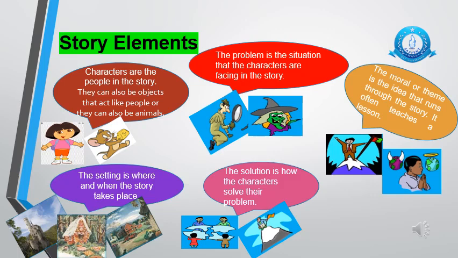The last element of a story is the moral or a theme. That is a very important element, and without any moral or theme, the story can be boring. The moral is actually the idea that runs through the story. It often teaches you a lesson. For example, the right always wins, or slow and steady wins the race. So these are the morals of the story. So I hope that now you understand the story elements. These elements should be there in your story.